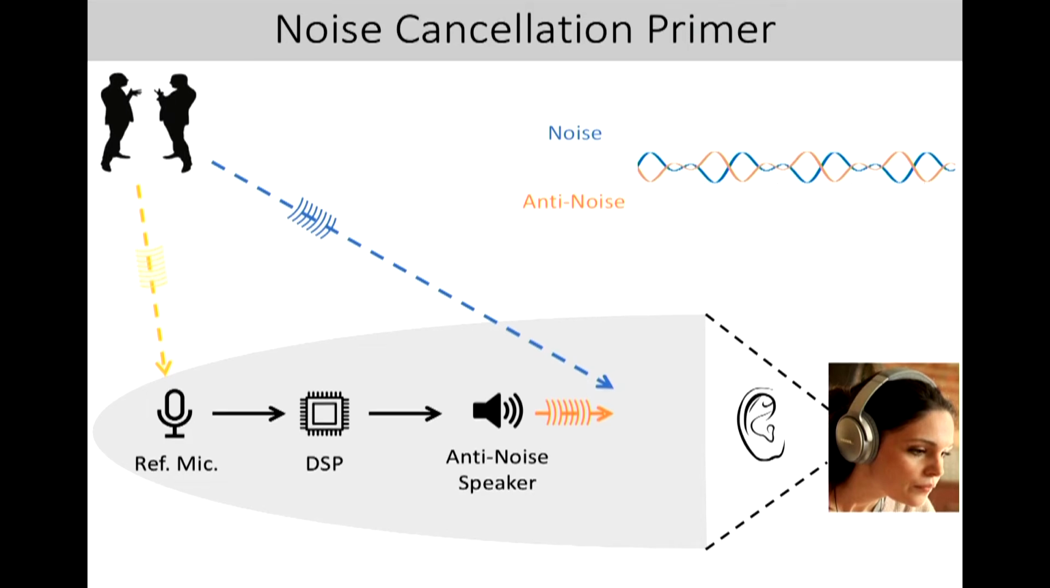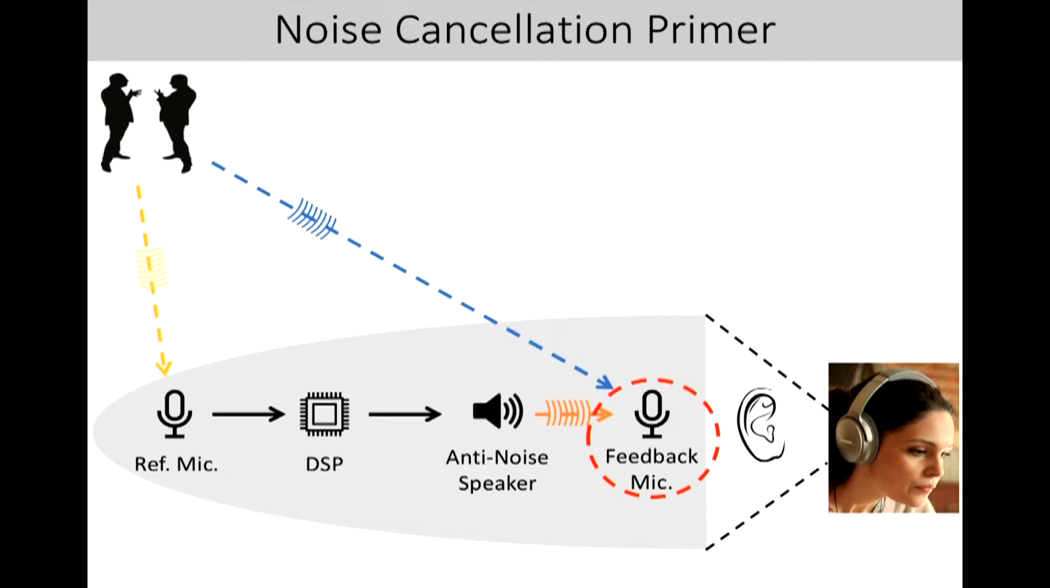But this DSP does not know what the anti-noise signal is, right? So they put another microphone called the feedback microphone. This microphone receives both noise and the anti-noise, computes their difference, and sends it as feedback back to the DSP. So once the DSP gets the feedback, it knows how to adjust the anti-noise sound until it fully cancels the noise at the ear. So this is how noise-canceling headphones work.